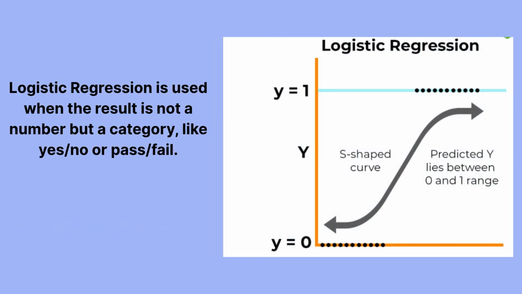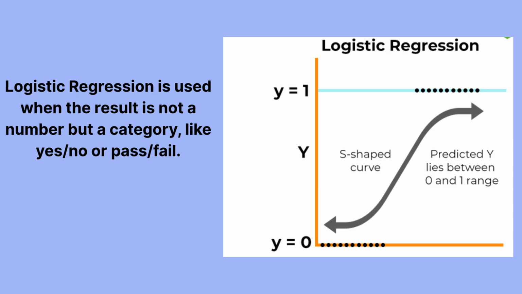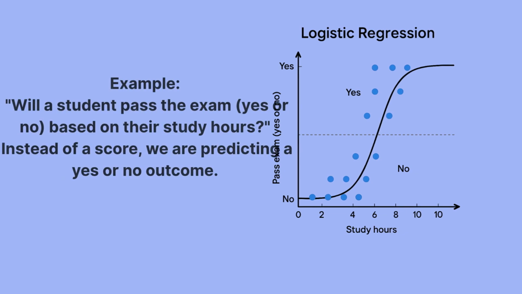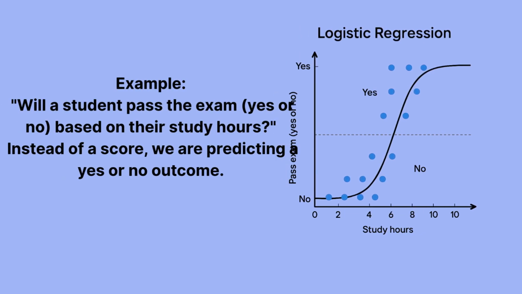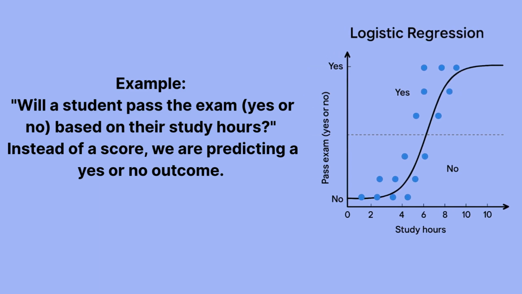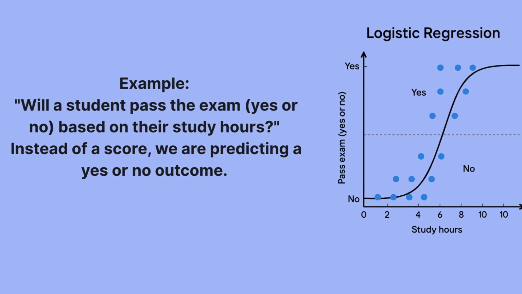Logistic regression. Logistic regression is used when the result is not a number but a category, like yes or no or pass or fail. Example, will a student pass the exam, yes or no, based on their study hours? Instead of a score, we are predicting a yes or no outcome.